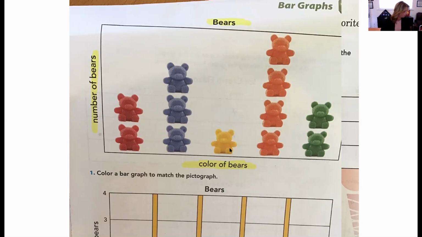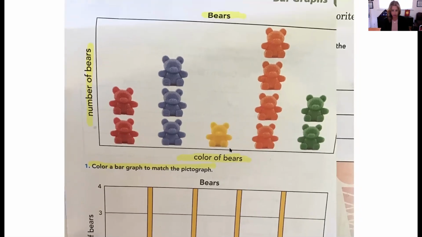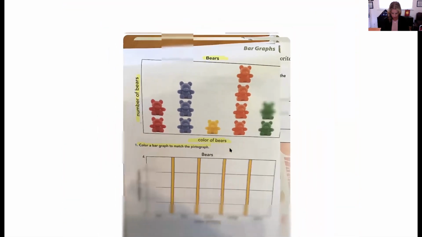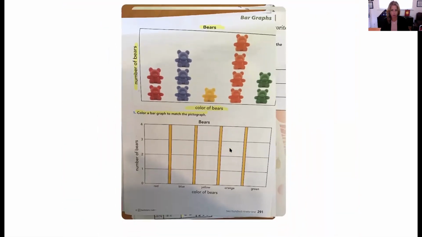All right. You're back with your colors, and we are going to look at number one. We're going to color the bar graph to match the pictograph. So even though I'm trying to get my whole paper, there we go, there's the whole paper on there. So we're going to color this bar graph to match the pictograph.